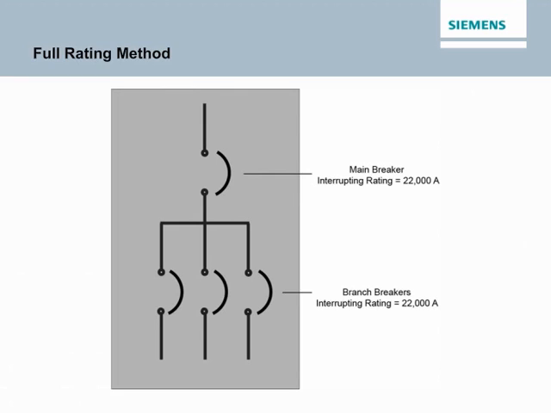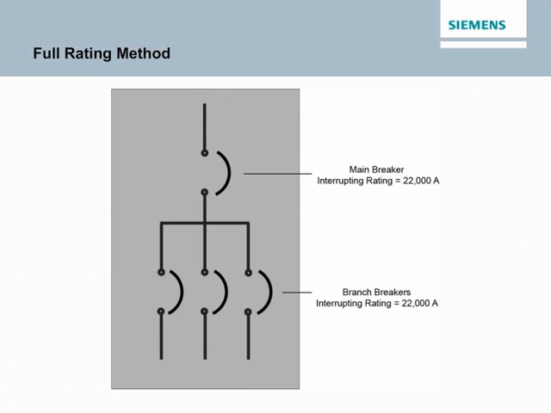The interrupting ratings for circuit protection devices downstream from the main device must also be taken into consideration. But these interrupting ratings will depend upon the rating method applied. The National Electrical Code provides for two methods to meet overall system interrupting requirements: the full rating method and the series rating method. The full rating method requires selection of circuit protection devices with individual ratings equal to or greater than the available fault current.